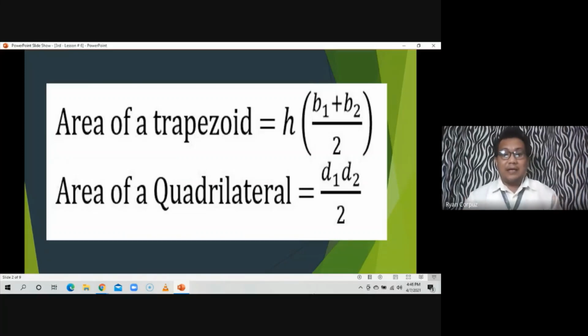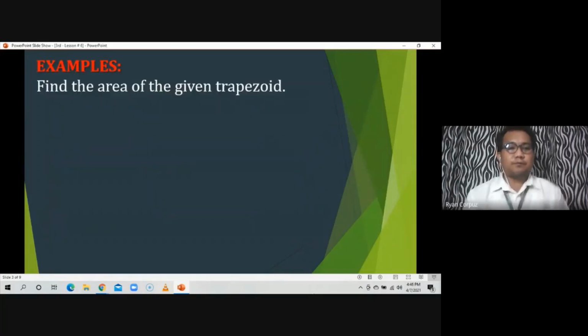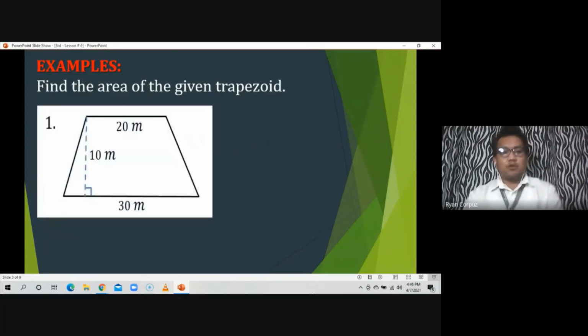Let's try to answer examples wherein we are finding the area, whether a given figure is a trapezoid or a quadrilateral with perpendicular diagonals. So all you have to do is just simply remember these formulas. So to apply these formulas, let's try it through examples. Let's have here example number 1. To find the area of the given trapezoid.